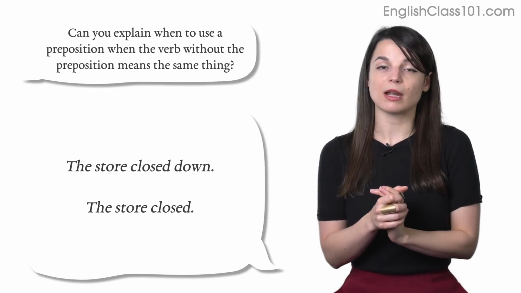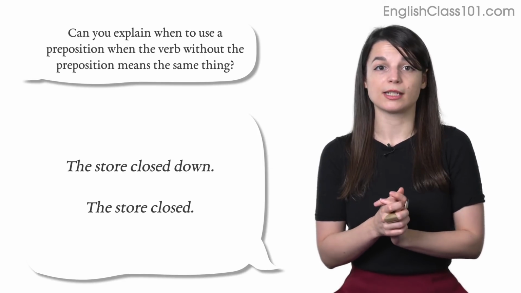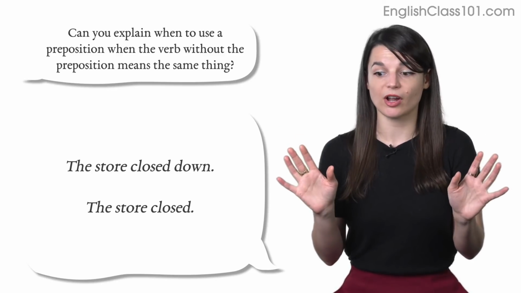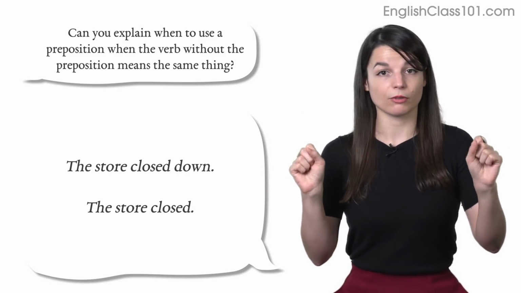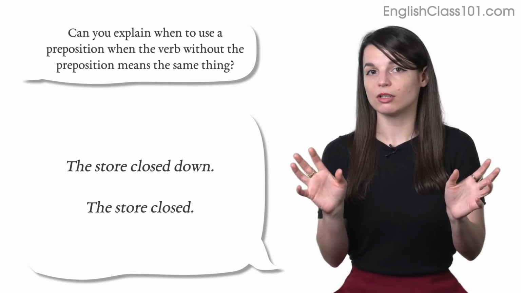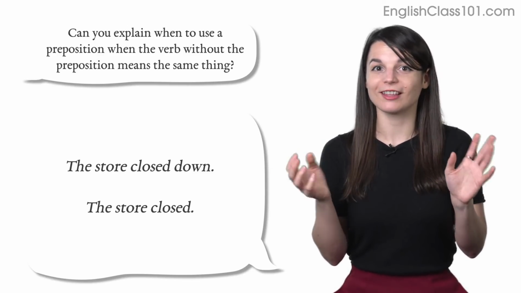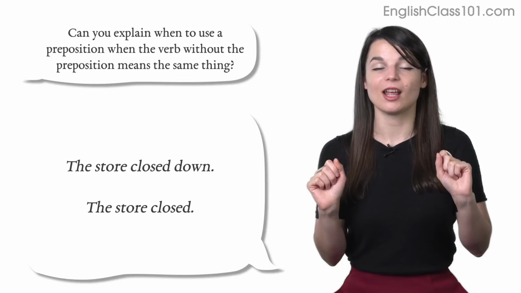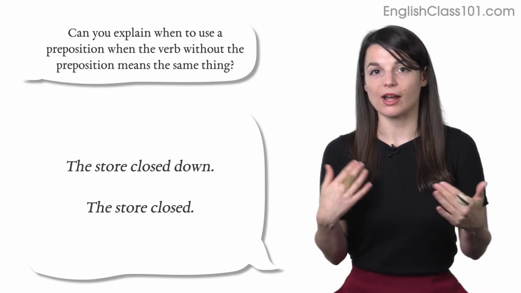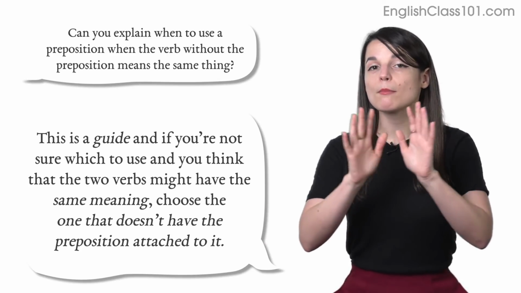Another example of this might be something like close down. So for example, if we say the store closed down or the store closed, the two have the same meaning. And depending on the context, it could mean the store closed for the day or the store closed permanently. But again, the one with the preposition, closed down, sounds a little bit more casual. So if I want to make sure that I'm being polite in a polite situation, I would probably choose to say the store closed. If I want to sound a little bit more casual, a little more conversational, I might say closed down.